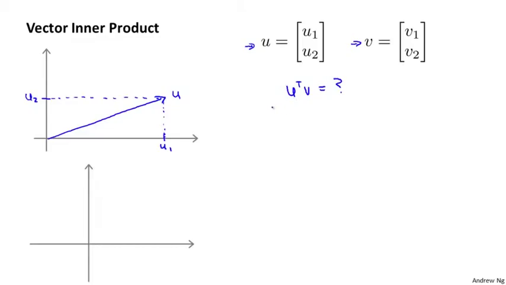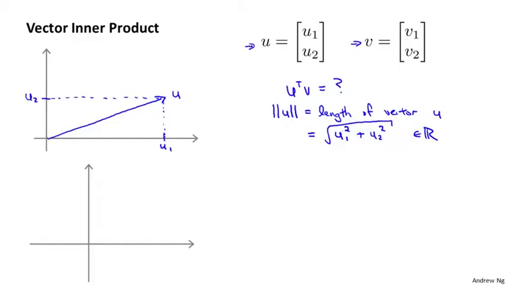Now, one quantity that would be nice to have is the norm of the vector u. These double bars on the left and right denote the norm, or the length, of u. This just means the Euclidean length of the vector u, and by the Pythagorean theorem, this is equal to the square root of u1 squared plus u2 squared. That's a real number. It says, what is the length of this arrow that I just drew? That is the norm of u.